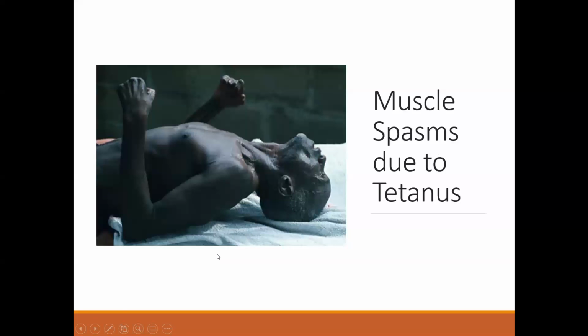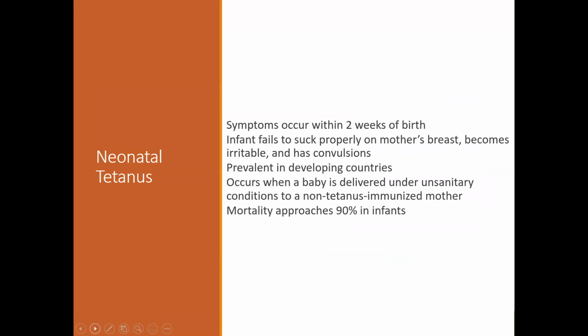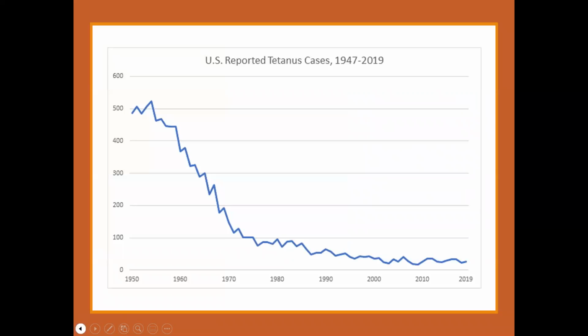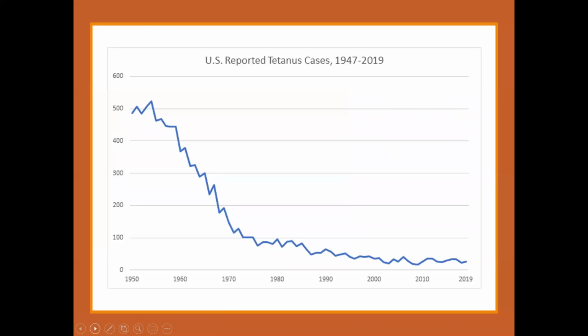Here's an individual that is having these muscle spasms, these contractions, and it can lead to what's called opisthotonos, which I thought I had a picture of, but I guess I don't. But individuals, I think there's one in your textbook, get this arched back that's called opisthotonos. Basically, their back becomes so severely arched because they can't relax those muscles.